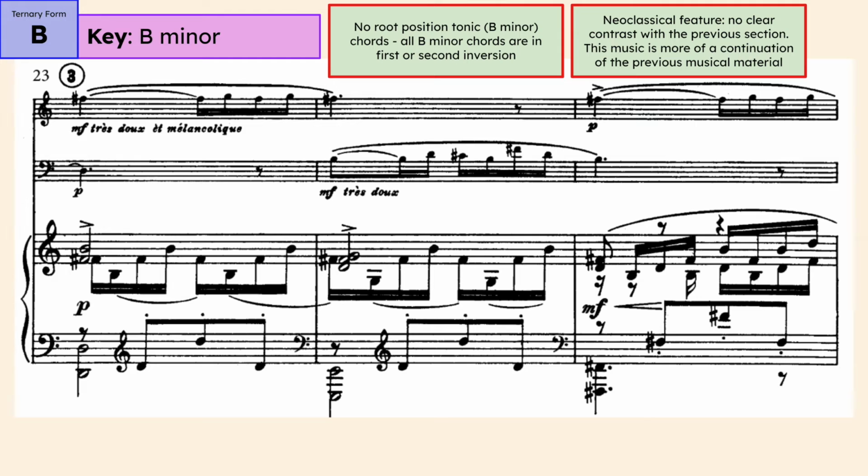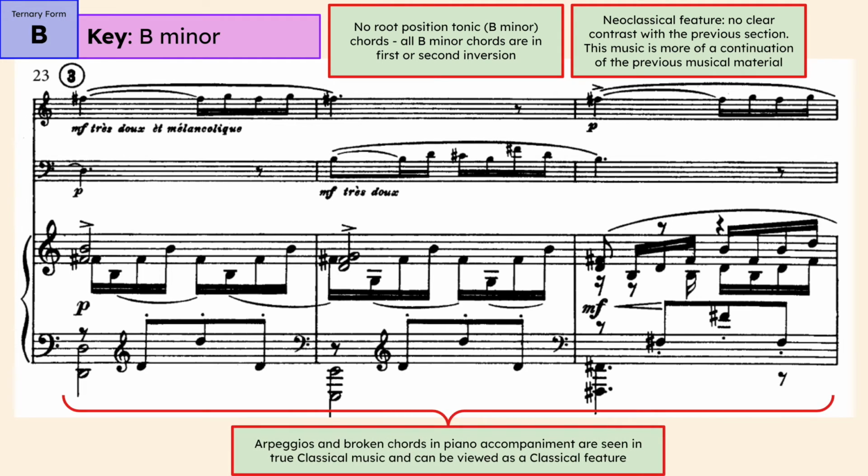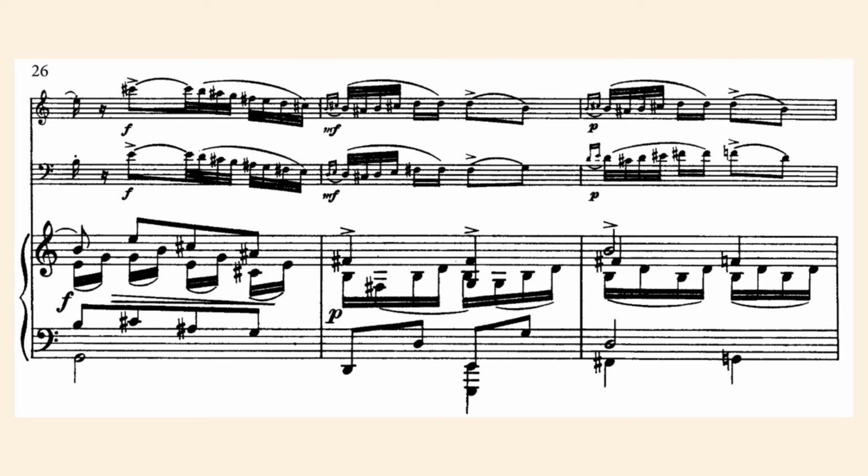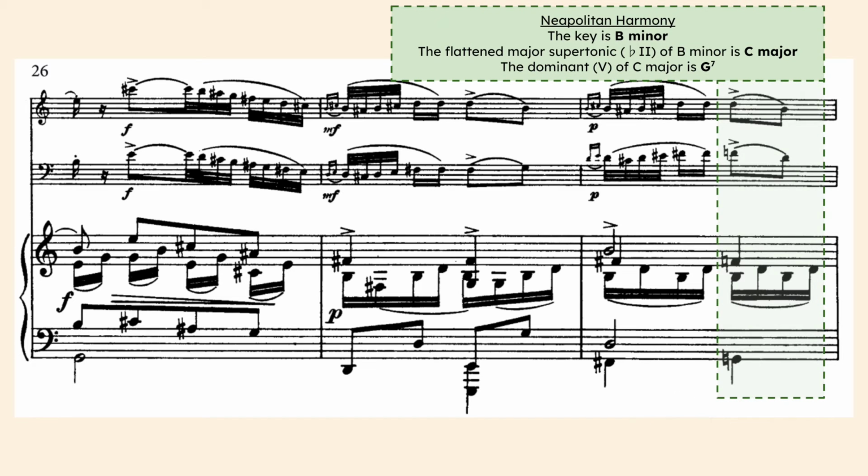By contrast, the mark schemes mention a typically classical feature here in the accompaniment. The arpeggio and broken chord figurations in the piano, both in this system and the next, are the sort of thing you'd expect to see in true classical works. The only thing mentioned in the Eduqas notes for this system is the Neapolitan harmony in bar 28 with a G dominant 7th chord. This has no clear functional relationship to the B minor key, but it's the dominant chord 5 of the flattened major supertonic, or flat 2, the Neapolitan chord. And if you need some more explanation of that, it is in the reference sheet.